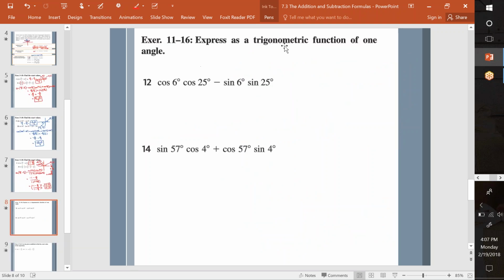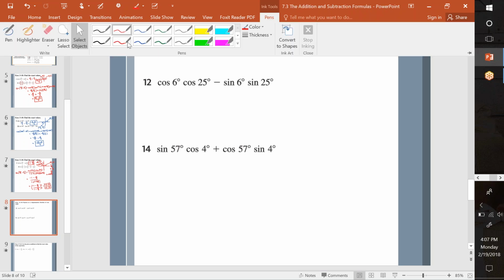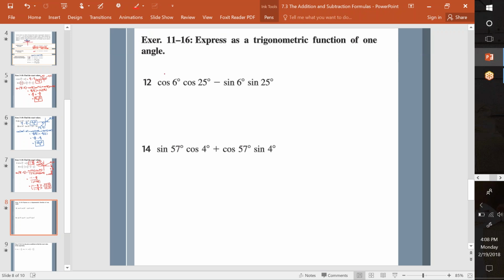Okay, so this says express each trigonometric function as one angle. So we're supposed to figure out which formula did they expand this with and go backwards to what the original angle was. So notice cosines are together and sines are together, so that means this was originally a cosine problem. And remember, cosine is antisocial and disagreeable. So that means if this was a minus, it was originally a plus. So this is 6 degrees plus 25 degrees. This was originally cosine of 31 degrees. So you're just going backwards.